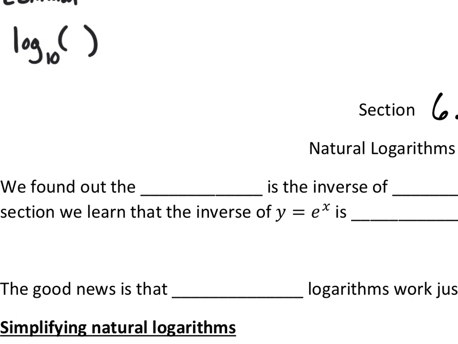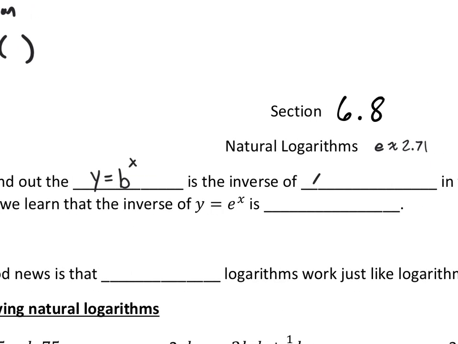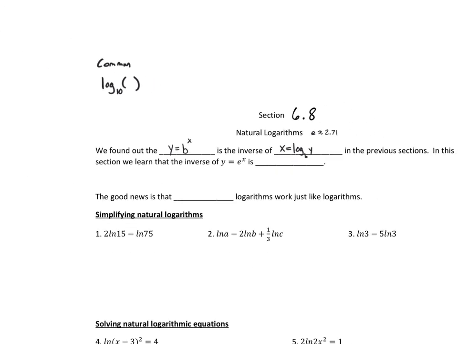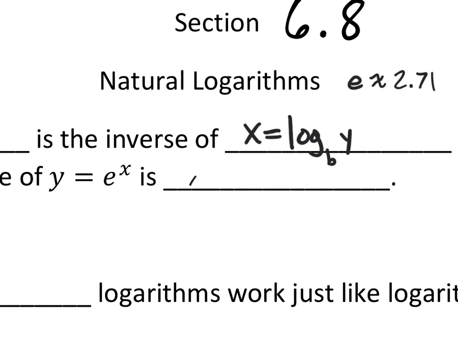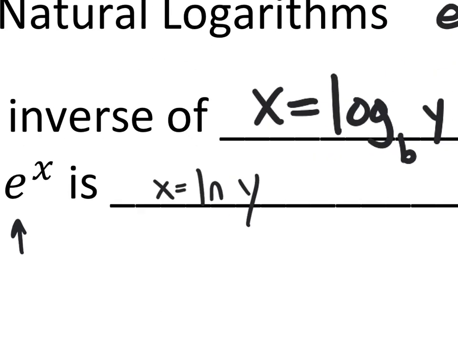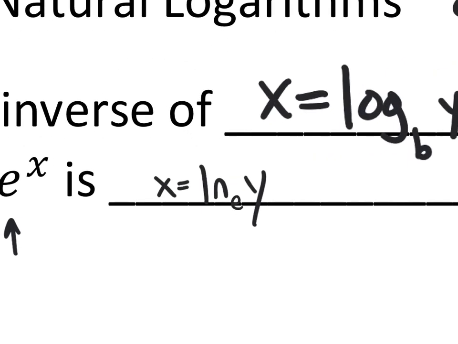We found that exponential functions, so y equals b to the x, and logarithms, so x equals log base b of y, are inverses in the previous section. Today what we're going to learn is that the natural log is the inverse of what's called E. All right, natural logs have a base E.